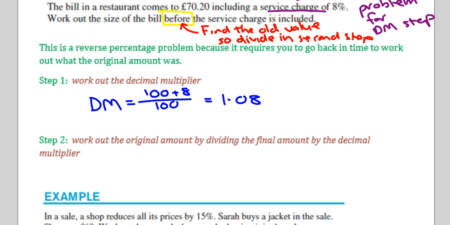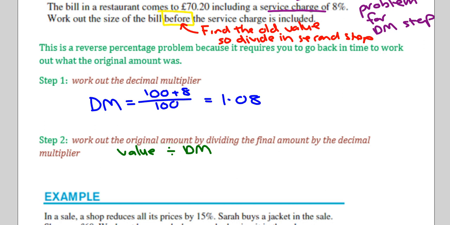So always divide the final value by the DM. Put the DM second, because when you're dividing, it's important that the order is correct. When you're multiplying, it doesn't matter. So I just always say put the DM second.